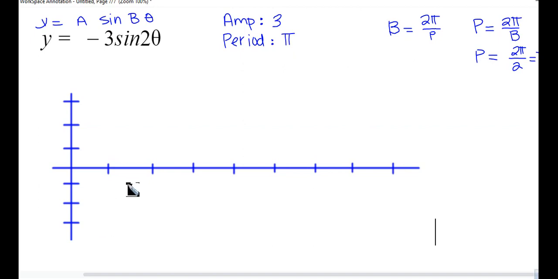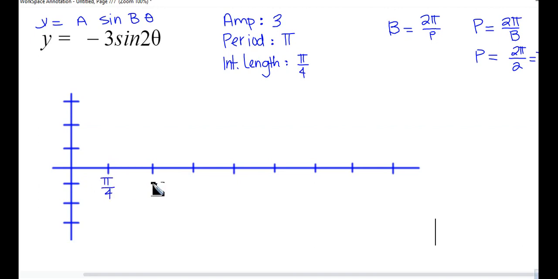Now, I've got this graph, and I need to label what these tick marks are going to be. What is my measurement that I'm going to count by? And that's where that interval length comes into play. I know that the full interval requires me to do 1, 2, 3, 4 points to finish out the interval. And so if I take my period and divide by 4, then I will know what I need to count by. So I'm going to count by pi over 4.